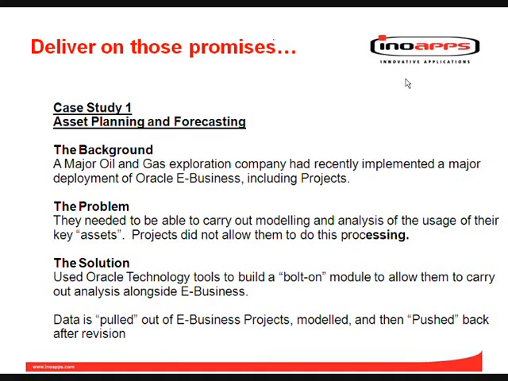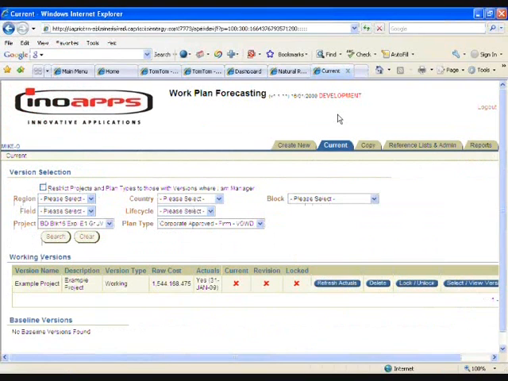E-business suite, modelled, some scenario planning took place, and then pushed back after revision. What you should be seeing now is the front page or screen to that application, and in that application you will see that there's a number of drop-down boxes.